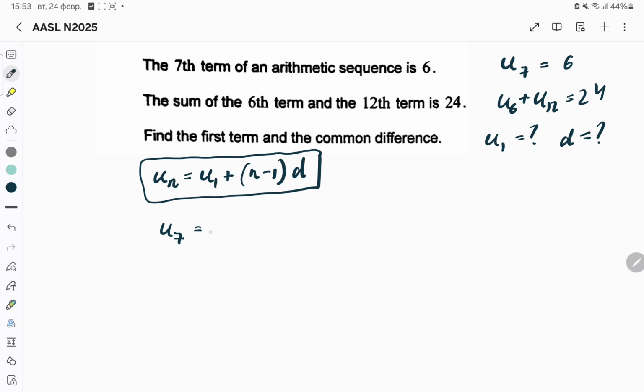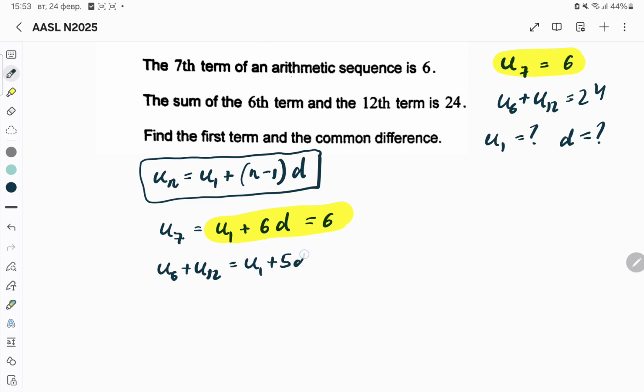u7 is equal to u1 plus 6d is equal to 6, right? So we used this information to obtain the equation. Actually, the equation itself is here, right? So one equation with two unknowns. And now using the second row, we can use again the formula of the general term.